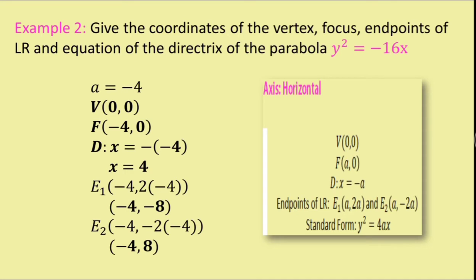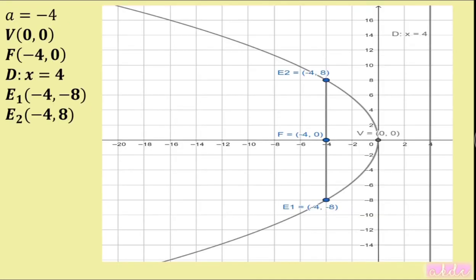Now it's time for the graph. The vertex is at (0, 0). The focus is at (negative 4, 0). This is the focus. The directrix is at x equals 4, so it can be located on the x-axis at 4. Then draw a line. That is the directrix. Next, endpoint 1 is at (negative 4, negative 8). Here is our endpoint 1. And endpoint 2 is at (negative 4, 8).